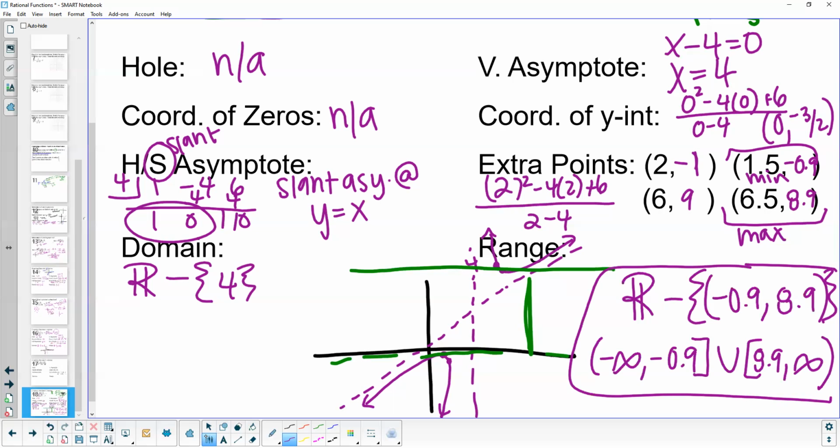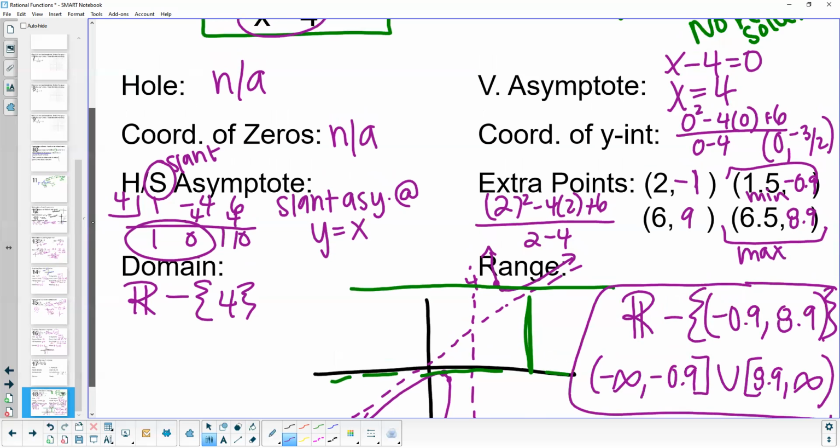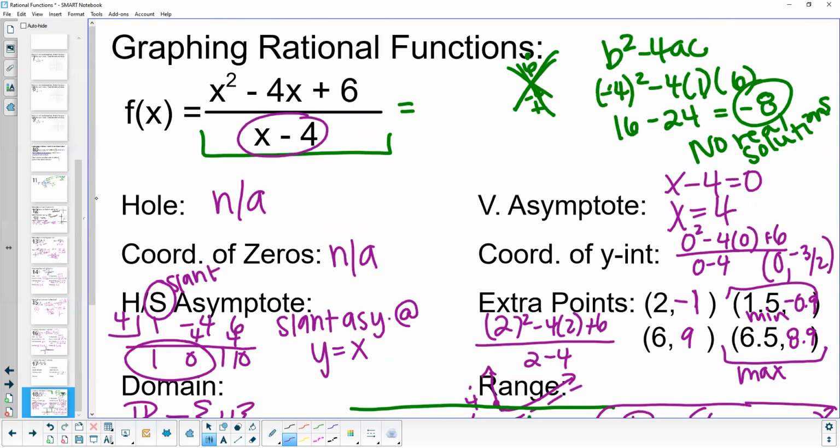And that is how we can use that slant asymptote. So if you have any questions, don't hesitate to reach out, but that is how we can graph rational functions in different forms.